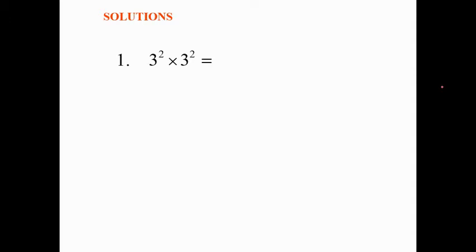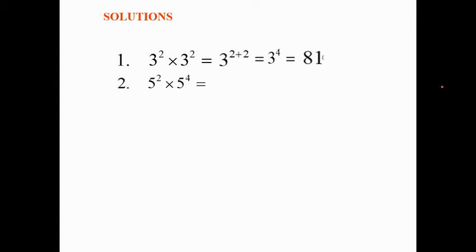And instead of having a lot of questions, I'm just going to pause the video and you'll just answer them. So 3 squared times 3 squared is going to give us what? So we just add the exponents. It becomes 3 to the 4th equals 81.